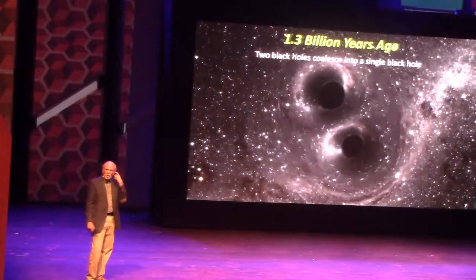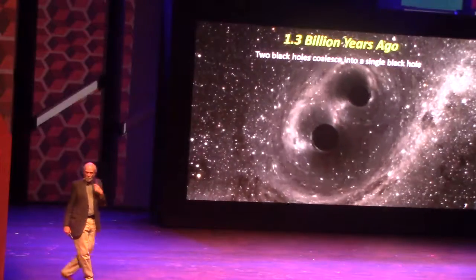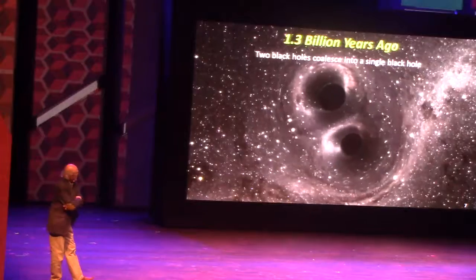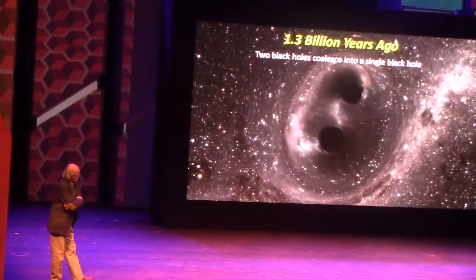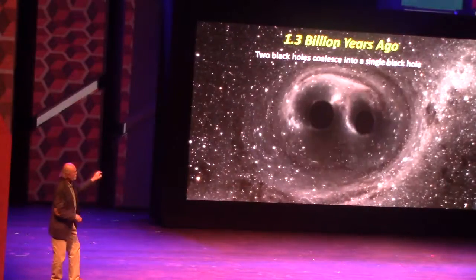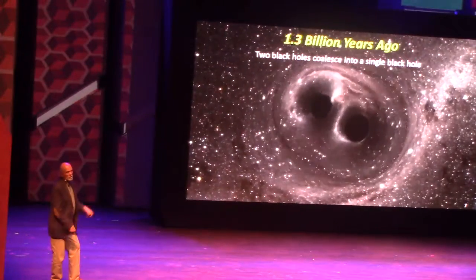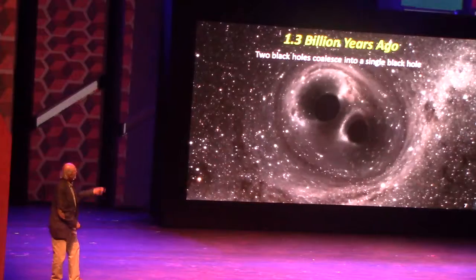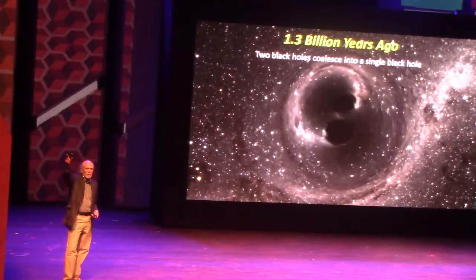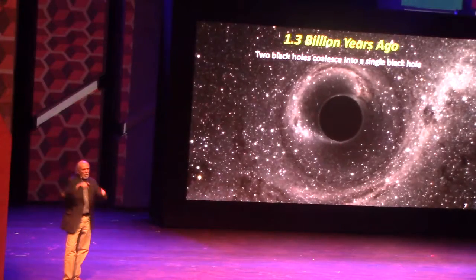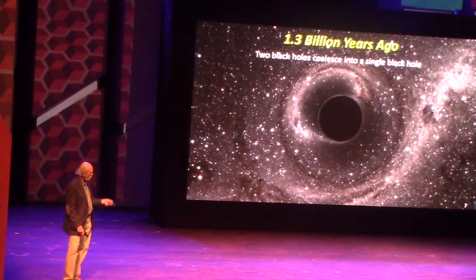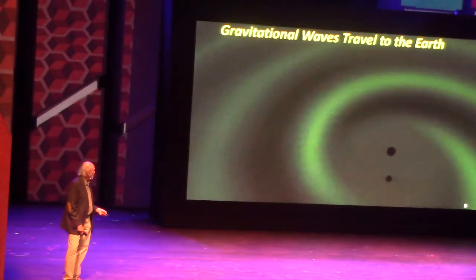This is the recreation of the observation that we made 100 years after Einstein predicted it, of the merger of two black holes. They're going around each other. They're losing, from way out in the universe, they're losing energy and they come together. You'll note at the top, I say 1.3 billion years ago. That's how far away this was in the universe, and it was traveling all this time. By the time it got to us, we could detect it.